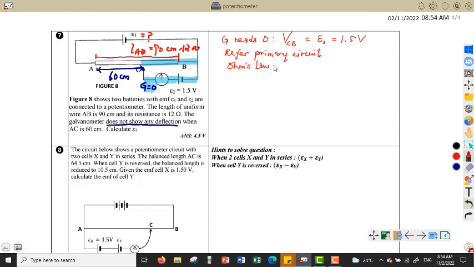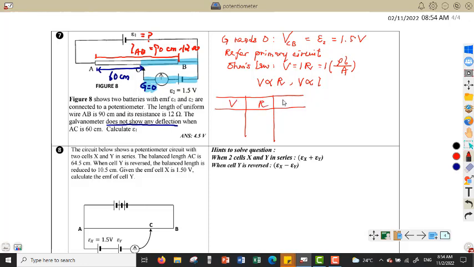we are going to use Ohm's law. We still apply Ohm's law, V equal to IR, whereby our R is rho L over A. So we can apply the concept that the voltage is proportional to the resistance, or the voltage is proportional to the length of the wire. So if we consider the primary circuit, we note down the values of V, R and L in the table first.